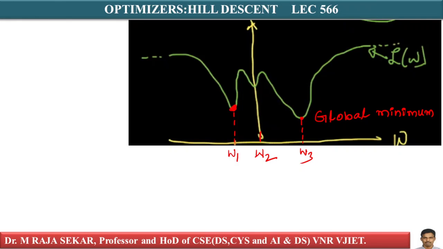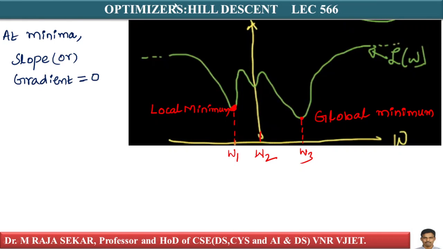Actually, we already discussed all these things. The minima corresponding to W3 is called global minima, isn't it? Minima corresponding to W1 and W2 are called local minimas. At minima, you always have slope or gradient equal to 0. This also we discussed long back. At minima or maxima, your slope or gradient is equal to 0. We saw this in the optimization chapter.